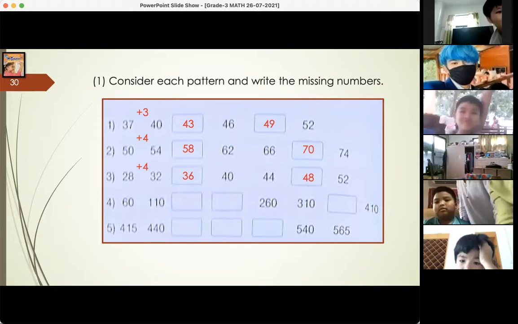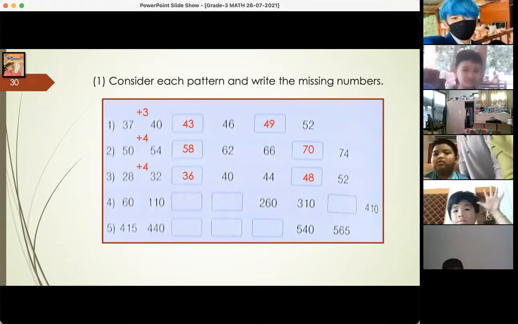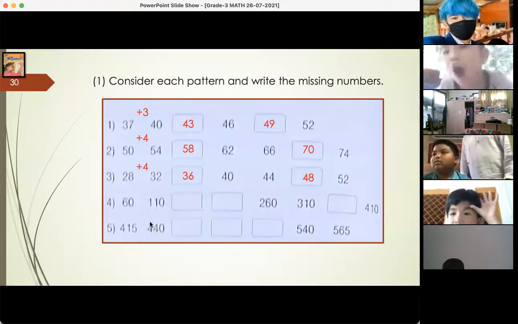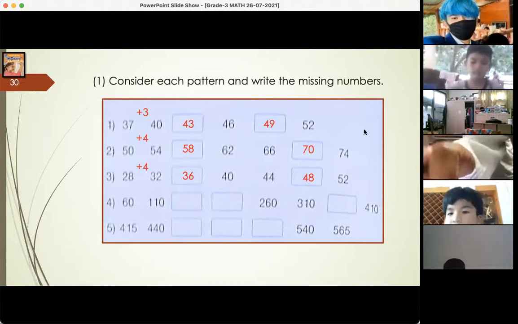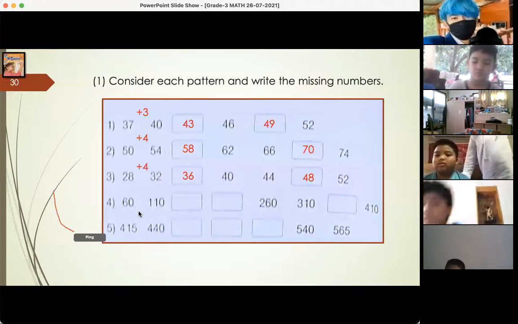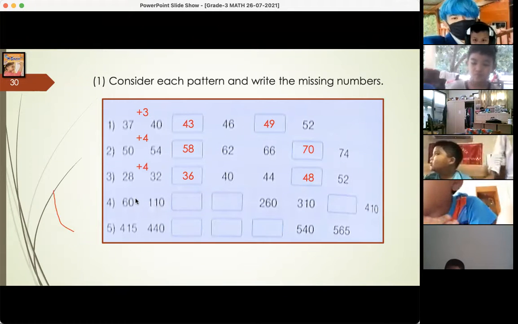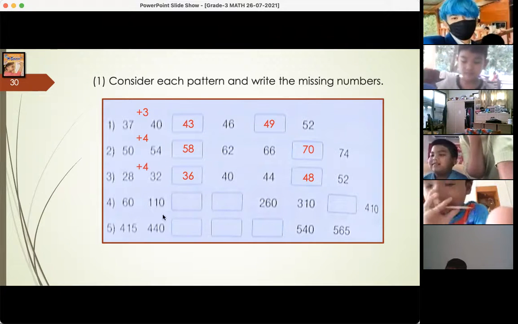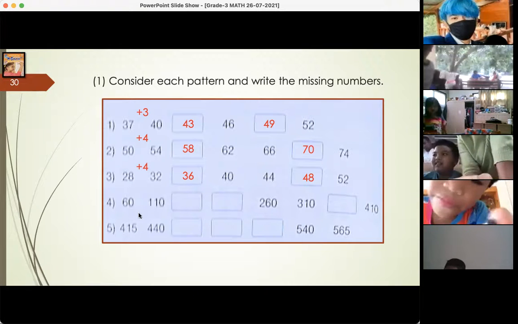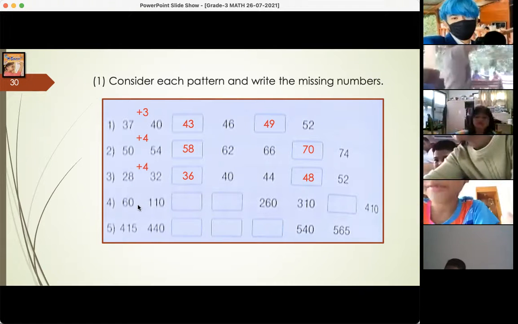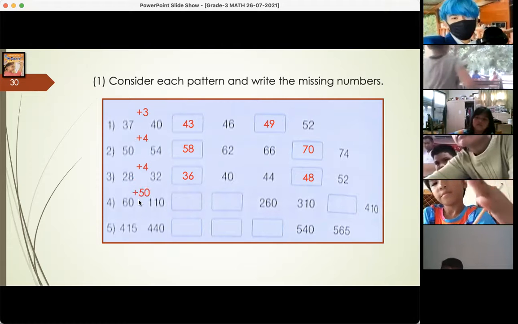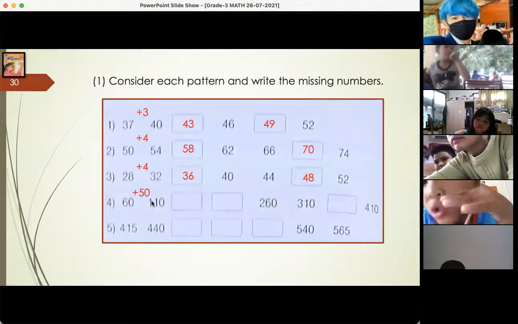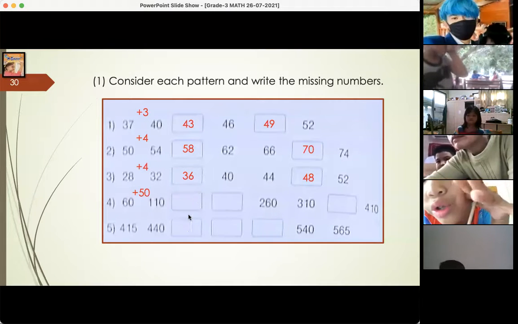Next. Number 4. Who wants to answer number 4? Anyone from grade 3? Oh, pass is already done. How about the others? Garfield. Okay, go Garfield. What is the pattern or relationship of the pattern? This is counting up by how much? 50. Very good. This is counting up by 50. So if we add 60 and 50, we can have 110.